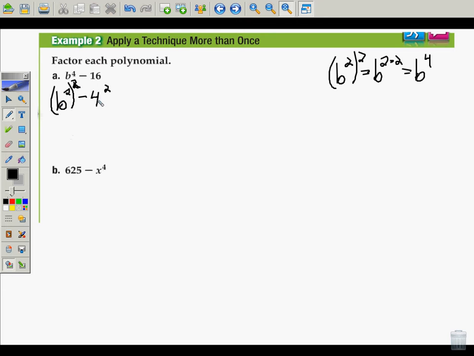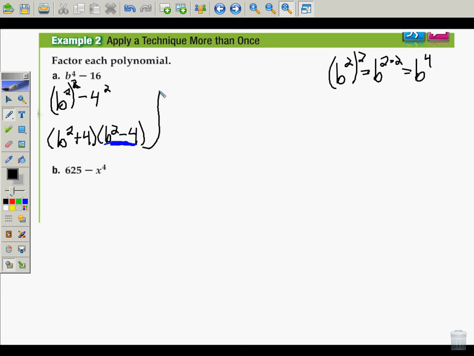So now I have b squared minus 4 squared, which means I can rewrite this as b squared plus 4 times the quantity of b squared minus 4. And you may think that you're done at this step, but if you look, I've got another difference of 2 squares. Okay, using that same property, I've got something squared minus something else squared, because 4 is just 2 squared. So I can actually do this again.